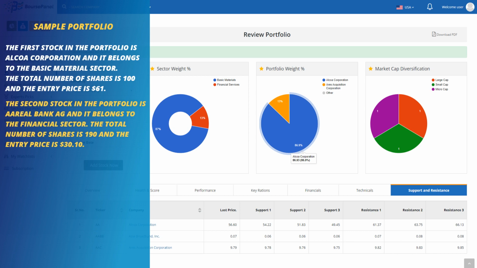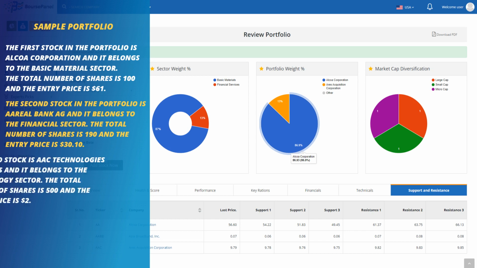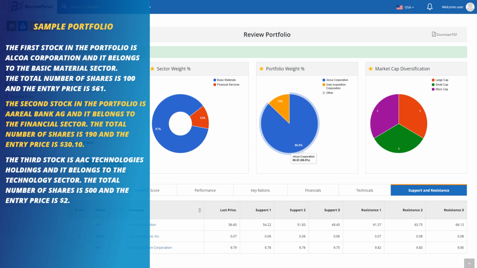The second stock in the portfolio is Ariel Bank AG, and it belongs to the financial sector. The total number of shares is 190 and the entry price is $30.10. The third stock is AAC Technologies Holdings, and it belongs to the technology sector. The total number of shares is 500 and the entry price is $2.